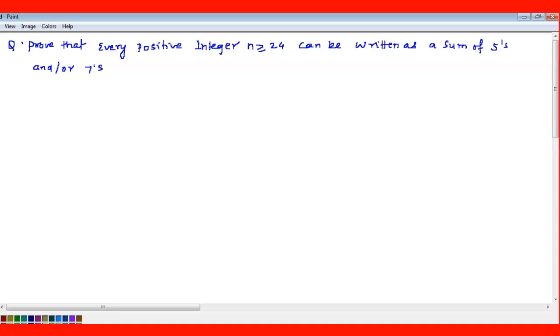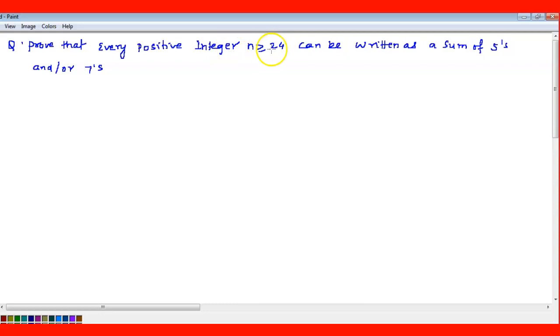So we'll continue from the next topic, say mathematical induction. We are proving that now. Question number 9 from the discrete mathematics textbook. Prove that every positive integer n greater than or equal to 24 can be written as the sum of 5s or 7s. What does it mean here?